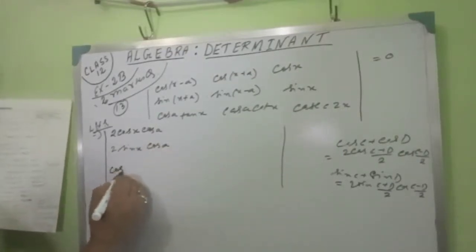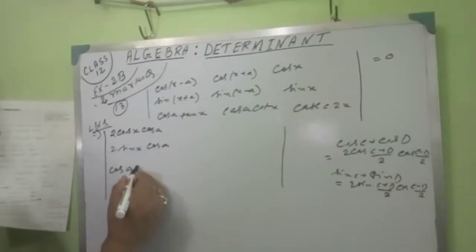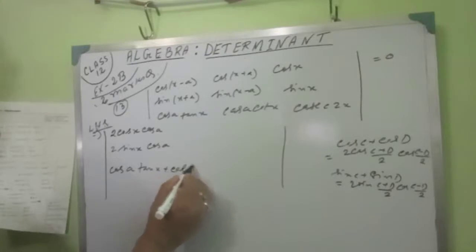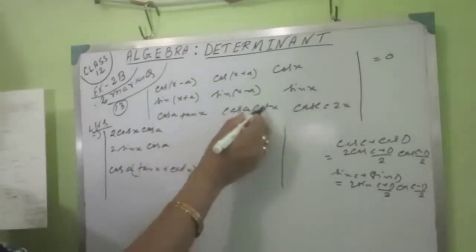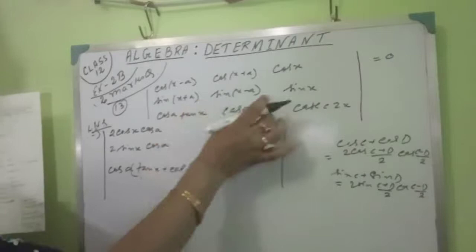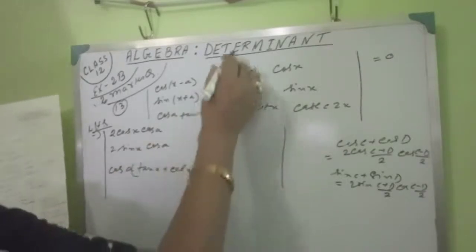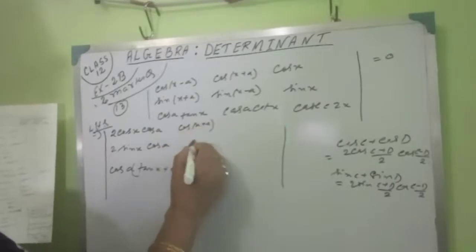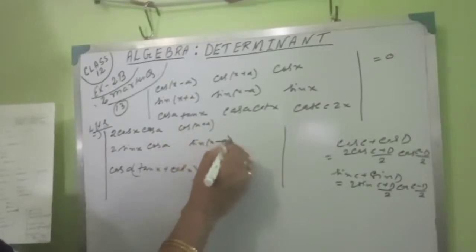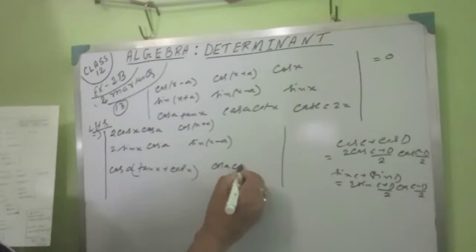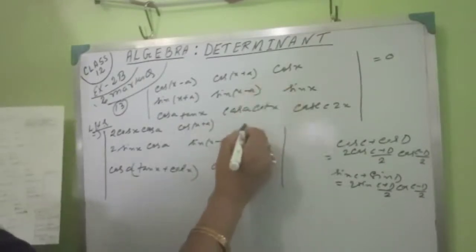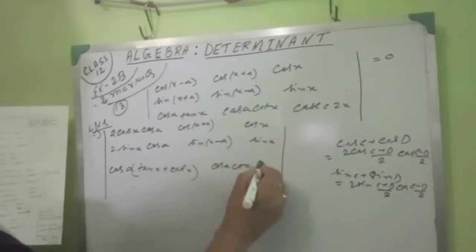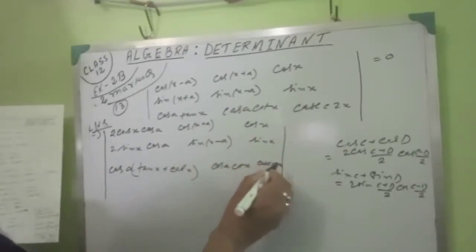And the last, cos a (tan x + cot x). Because cos a tan x plus cos a cot x, common cos a, we get tan x plus cot x inside the bracket. And the second column will remain the same, so it is cos(x + a), sin(x − a), cos a cot x. And the third column is also the same, that is cos x, sin x, cosec 2x.